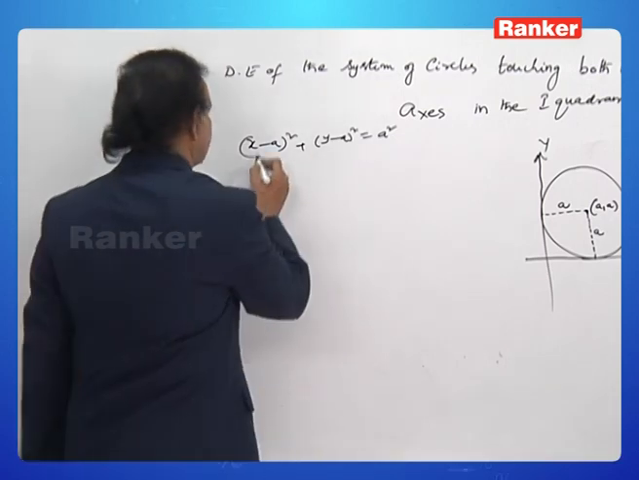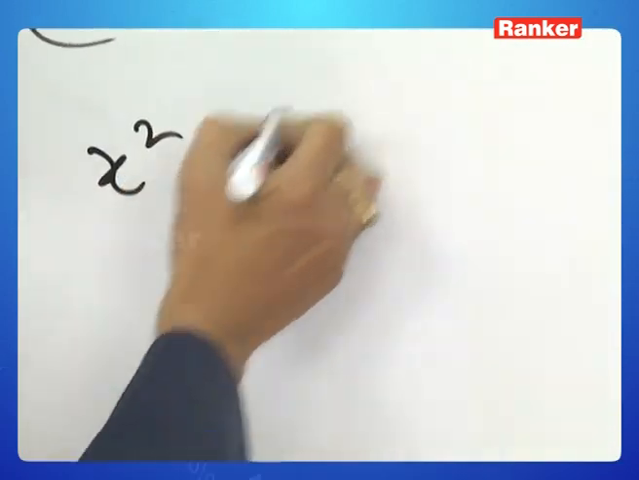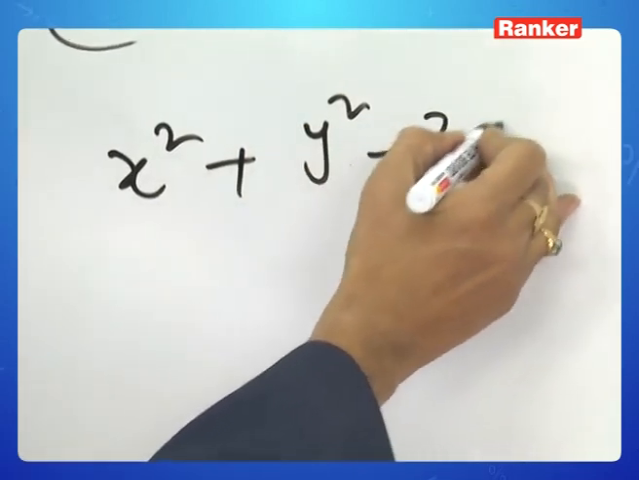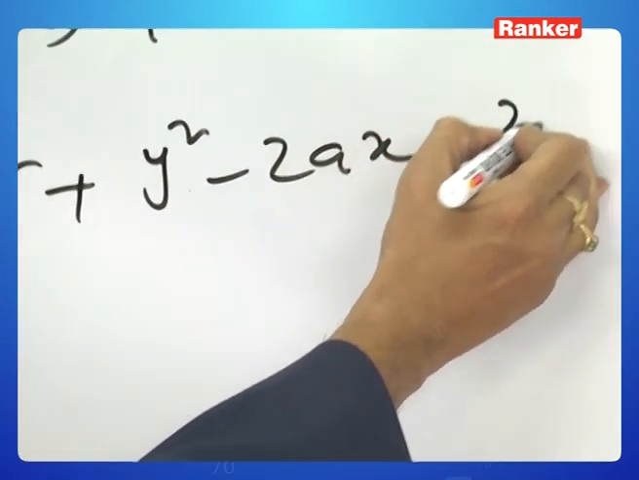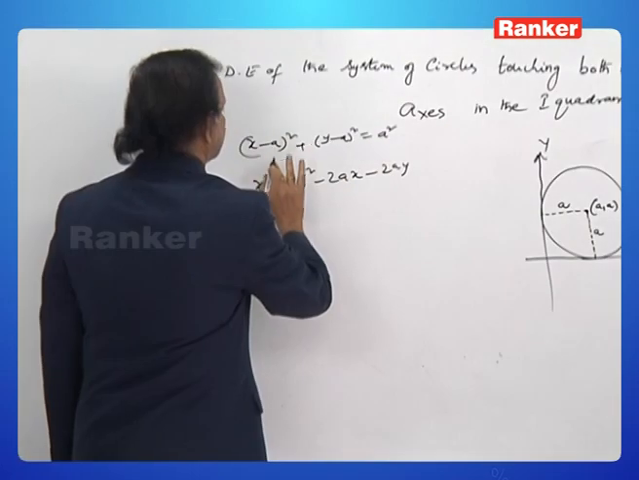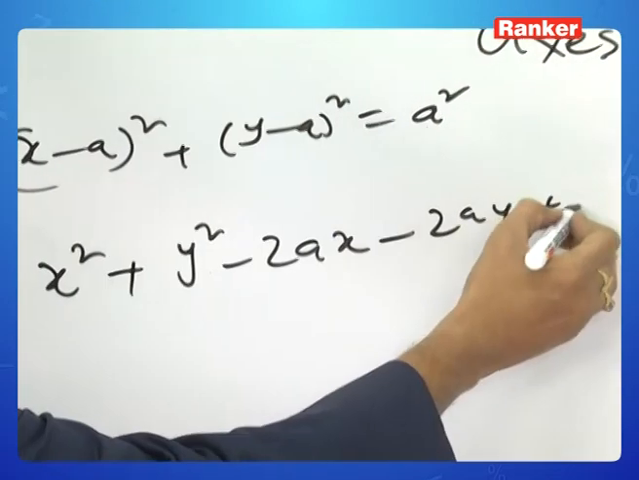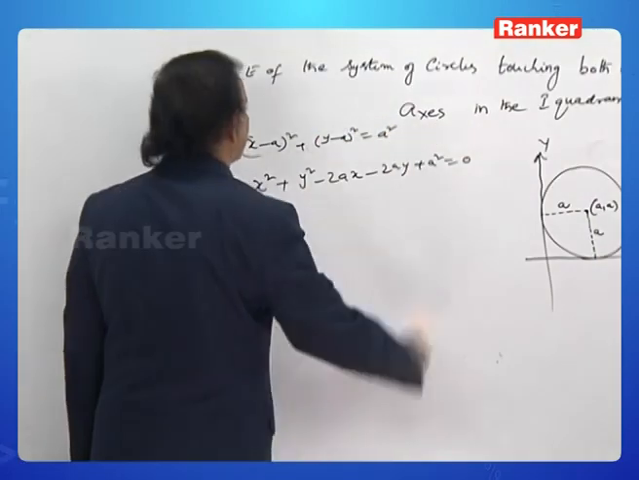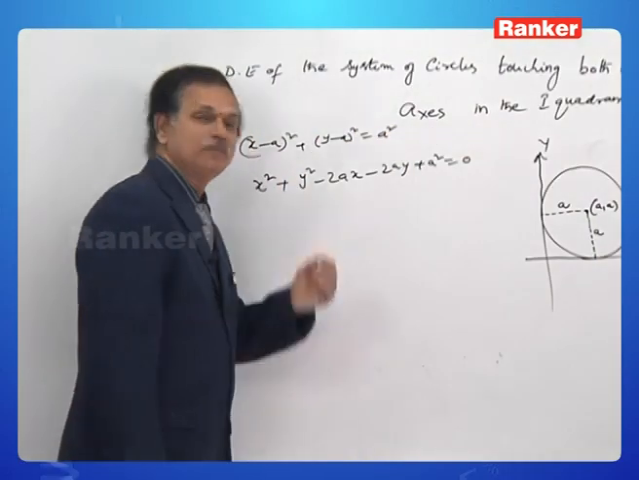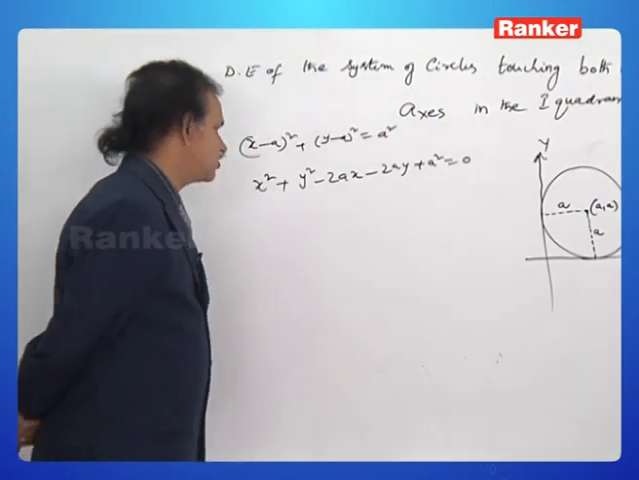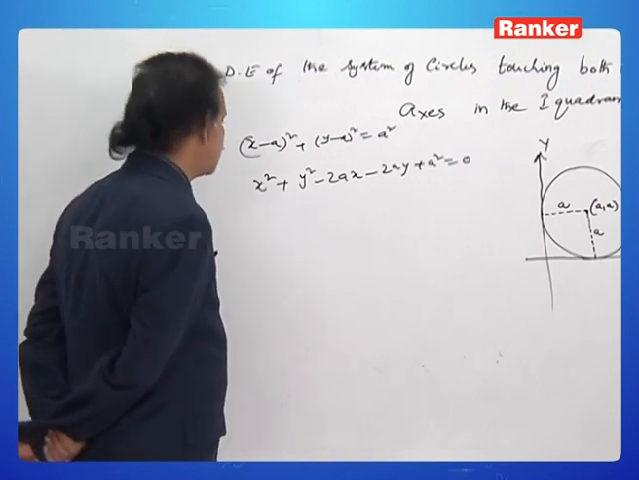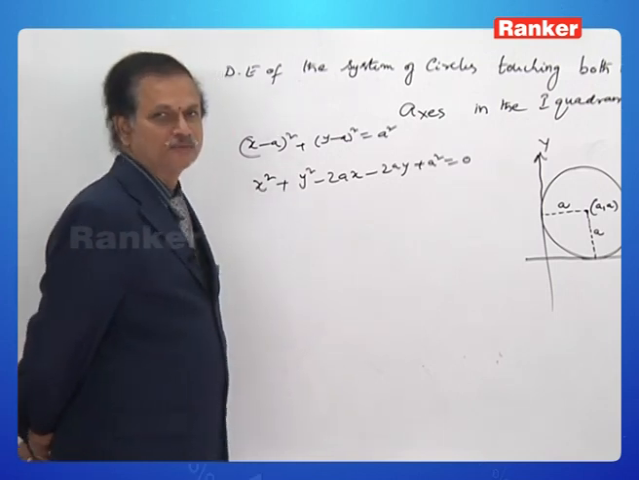Simplify this: x² + y² − 2ax − 2ay + a² = a². So a² will be cancelled, leaving you with x² + y² − 2ax − 2ay + a² = 0. That is the equation of the system.